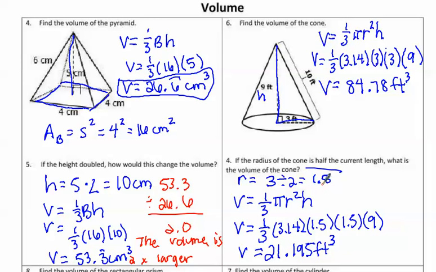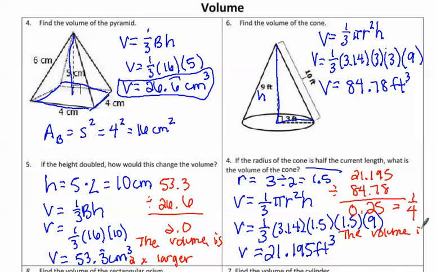Once again, to find the changed attribute, you would take the new volume, 21.195, divide it by the original, and get 0.25, which is 1/4, meaning the volume is 4 times smaller.